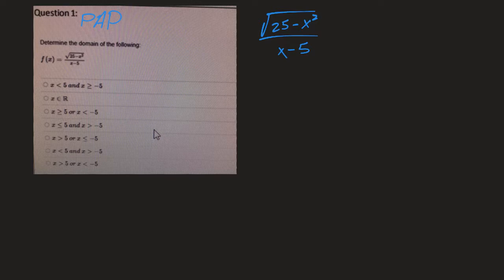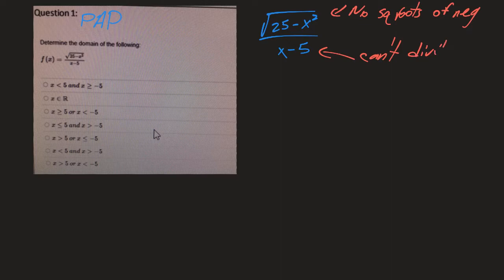The first rule that we want to note is no square roots of negatives, okay? And at the bottom, we're dividing, and we can't divide by 0, right? So we'll just say we can't do that. So we need to make sure that our domain follows those rules. And we'll just start at the top. So if we can't take the square root of a negative, 25 minus x squared must be positive, which means it is greater than or equal to 0.